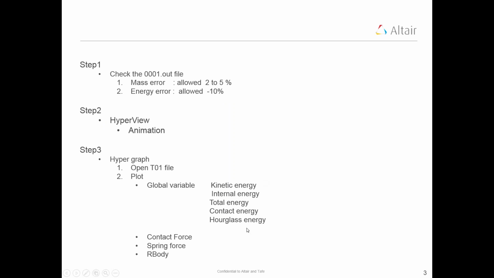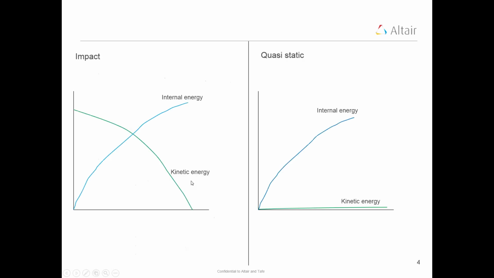And the third one is you have to look for 5 global curves in terms of HyperGraph, that is kinetic energy, internal energy, total, contact and hourglass energy graphs. And also you can plot the contact force graph, spring force graph and rigid body graph.